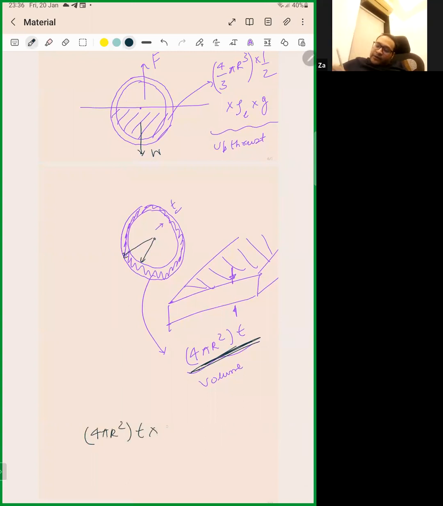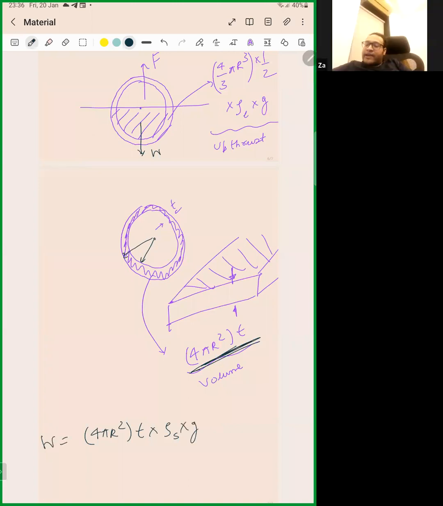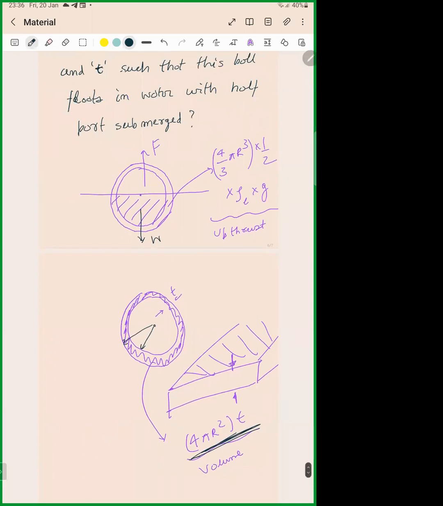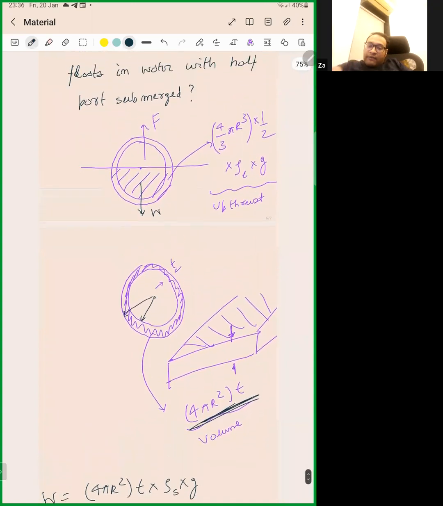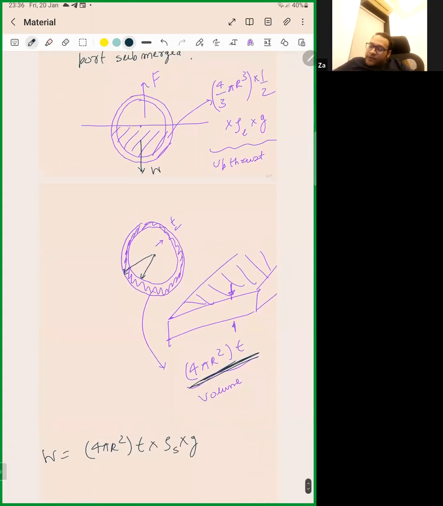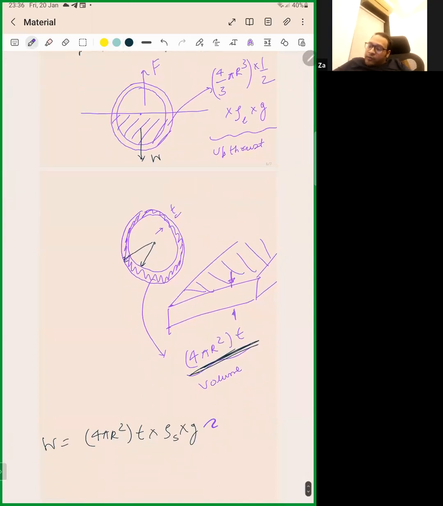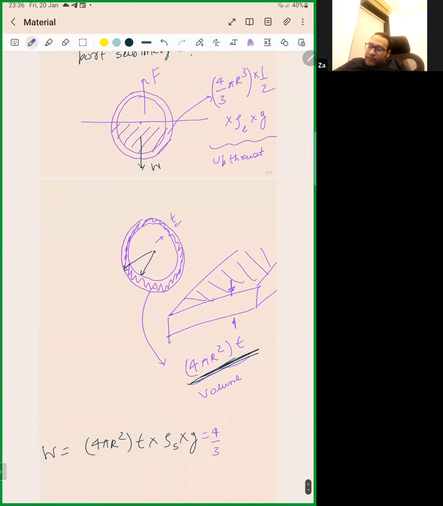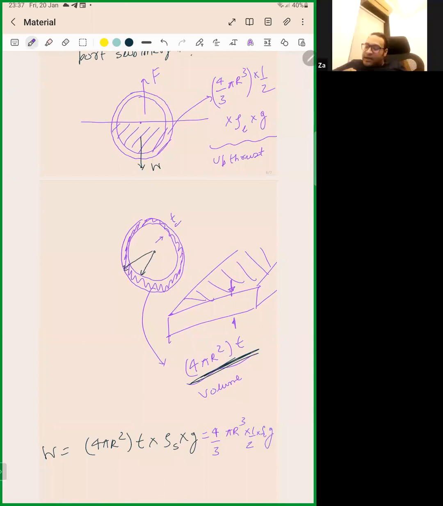This is the weight. Now when you equate this weight to this, you know rho s by rho l is already given as 1.2. So that's all, that's how things will work out. Now I will put this part over here, which is 4 by 3 pi r cube into 1 by 2 into rho l into G. Clear? Got it.